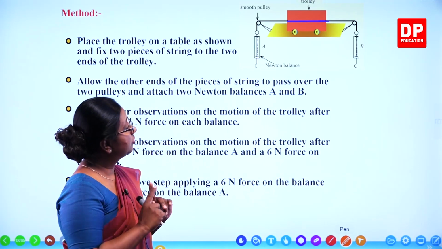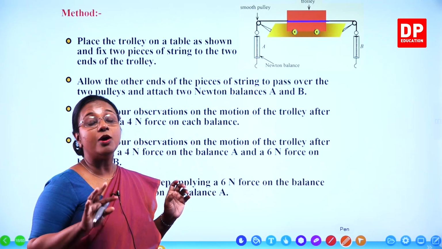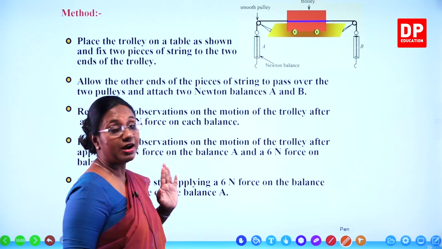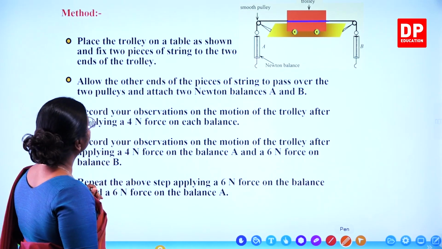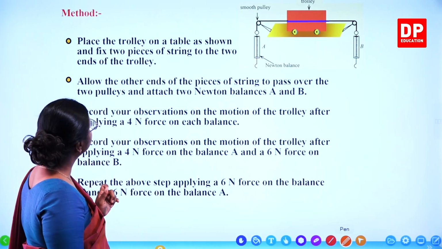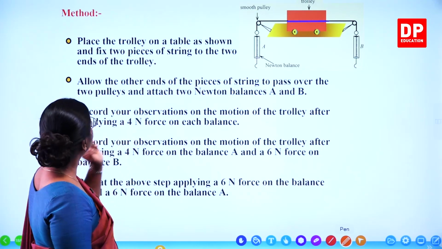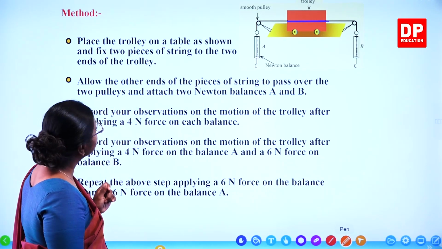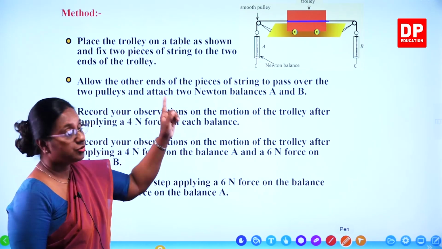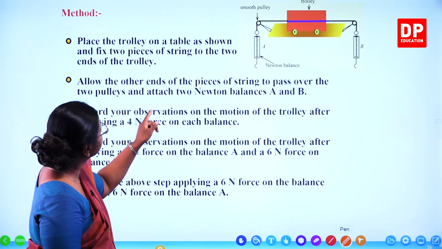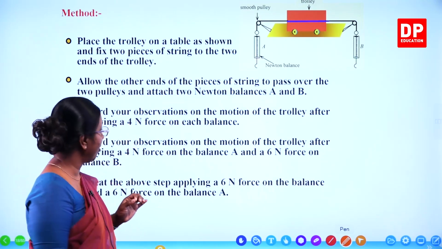So collinear forces: the line of action is the same, but they are going to be in opposite directions. And we will see what happens to the trolley. So the method: place the trolley on a table as shown and fix 2 pieces of string to the 2 ends of the trolley. Allow the other ends of the pieces of string to pass over the 2 pulleys. So there are 2 smooth pulleys, and attach 2 Newton balances A and B. All that is shown to you.